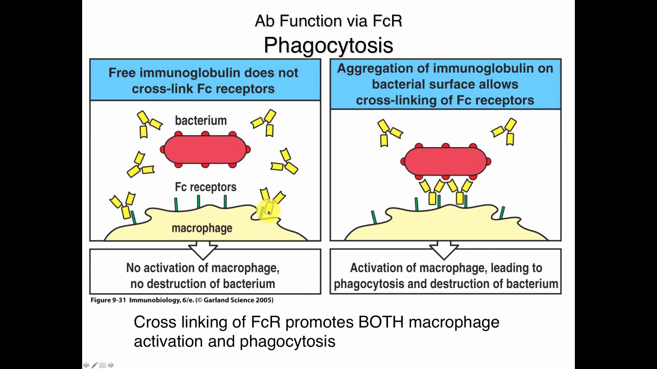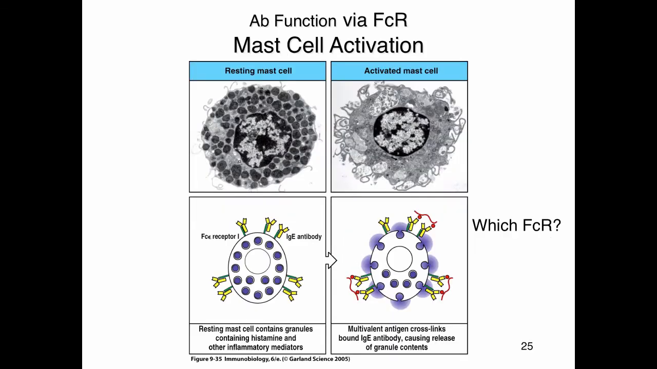And what that does is two things. One is that it activates the macrophage and also facilitates the ability of the macrophage to internalize the bacteria. So the combination of internalization plus activation allows the macrophage to kill the bacteria that it's phagocytosed. Another important role of Fc receptors is that Fc receptors are specific for different immunoglobulin isotypes.